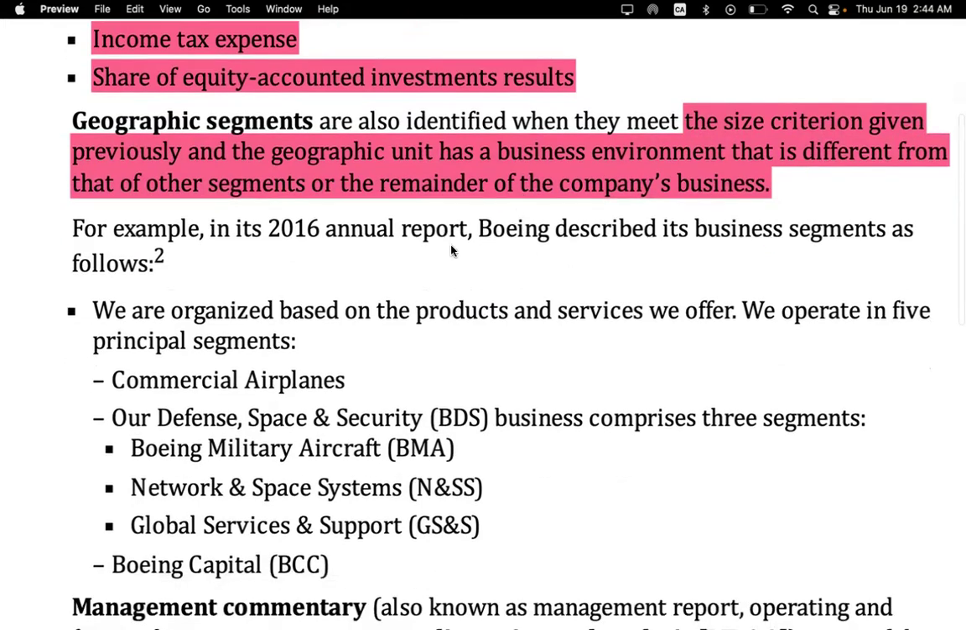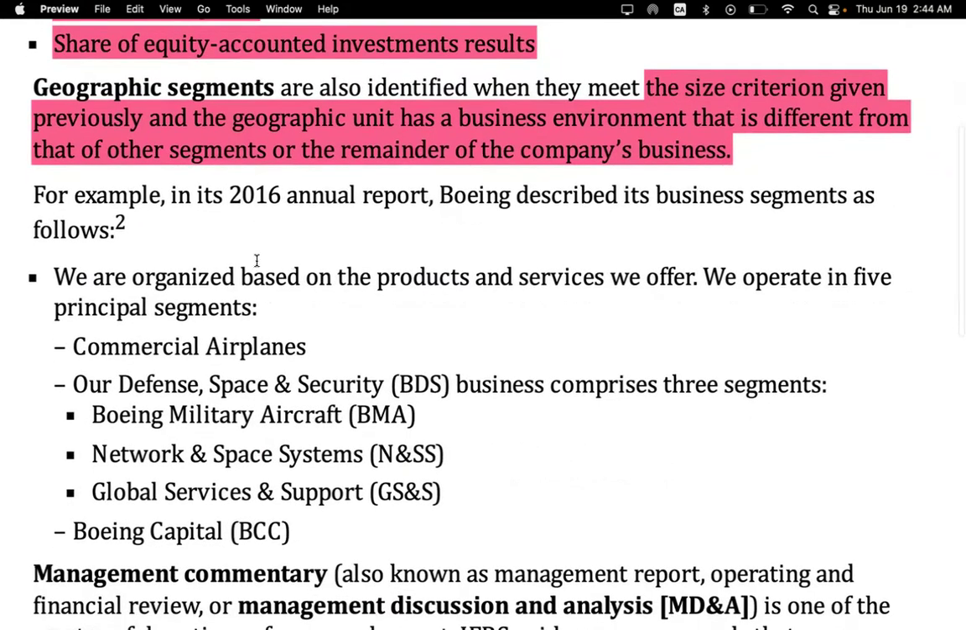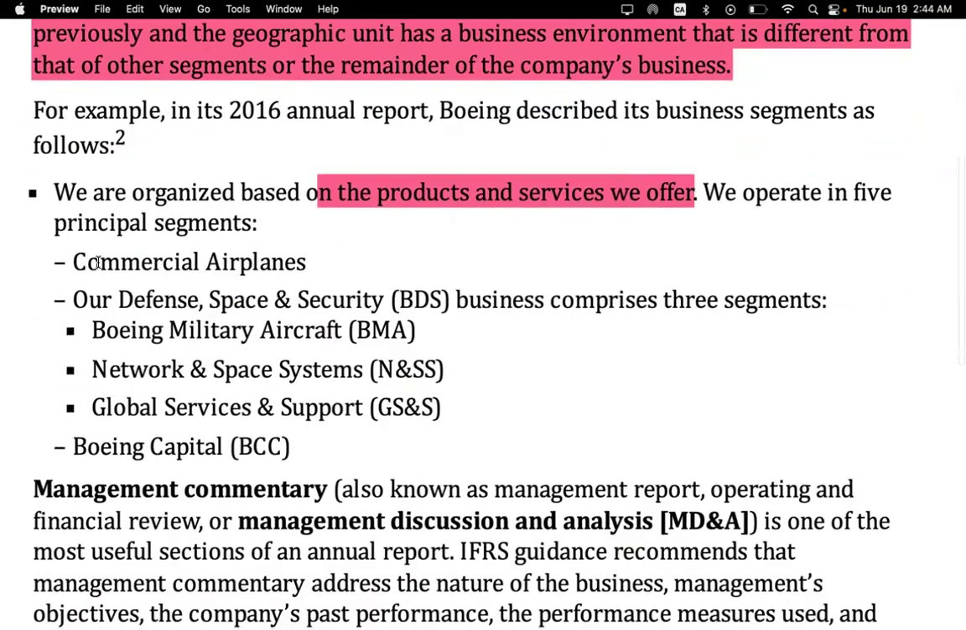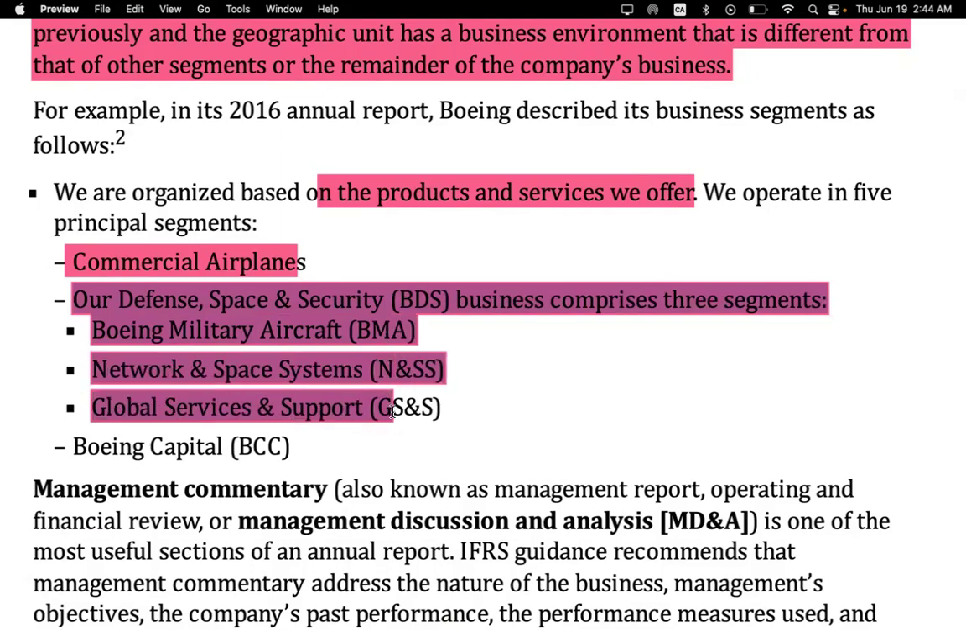For example, they've given a really good example. Boeing described its business segment as follows. So we are organized based on products and services we offer. So the segments, again, will be organized in products and services. 5 principal segments, commercial airplanes, that's a product. Our defense, space, and security business comprises three segments: Boeing military aircraft, network and space system, global services and support.